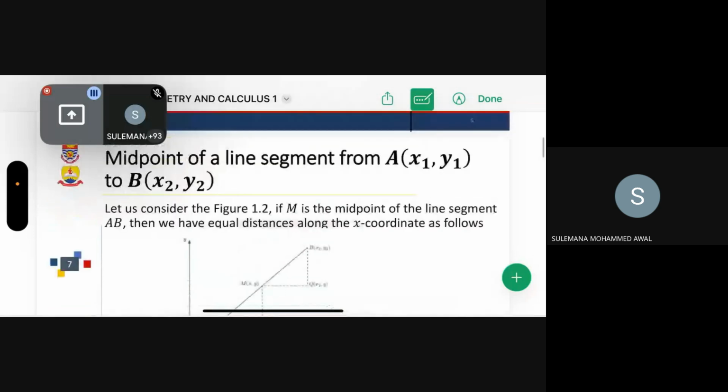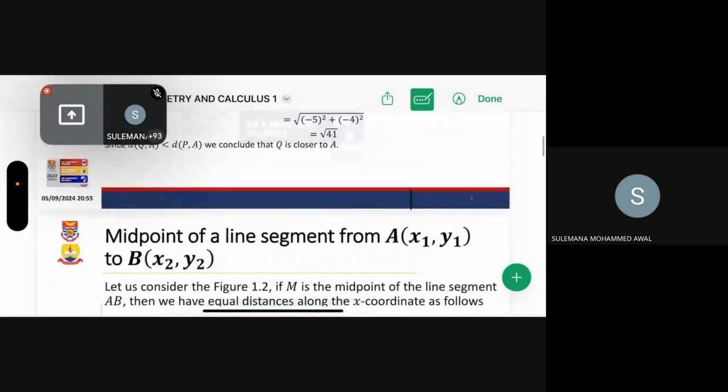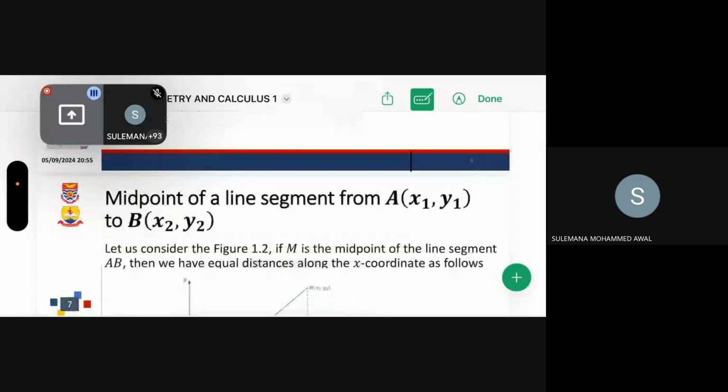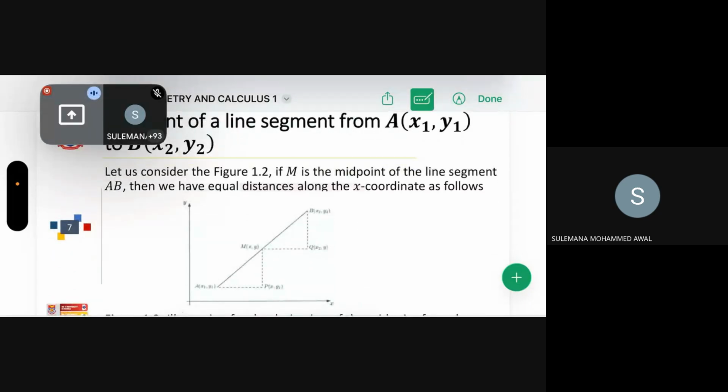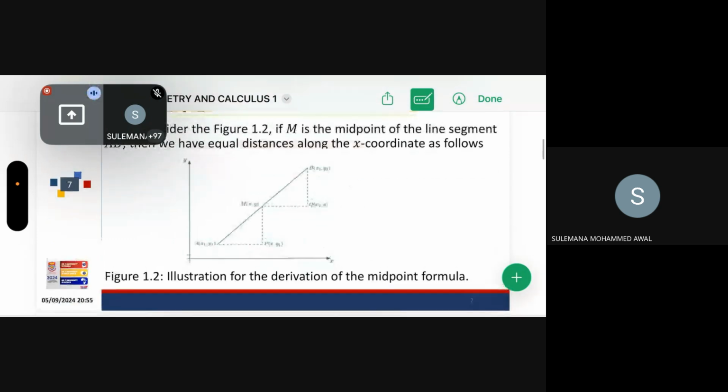Okay, let's continue. So now we know how to apply the distance formula. The next thing, I want to look at midpoints of a line segment. If I have a line with endpoints A and B, we want midpoints. We understand midpoints. We want to find when we divide that line equally, the point in the middle. We want to find the coordinates of that point that divides the line equally. Okay. I wish I can write.